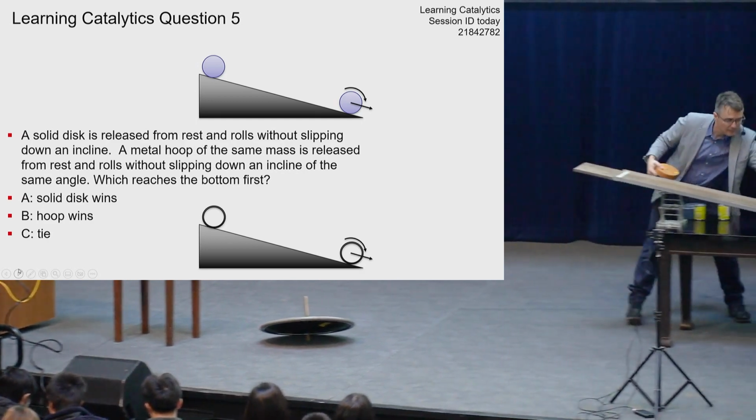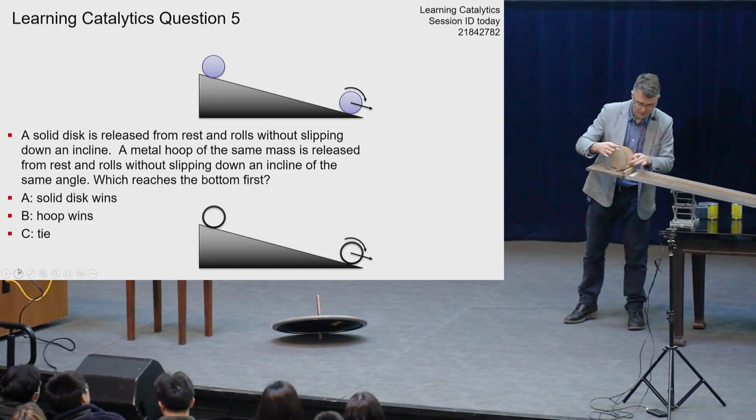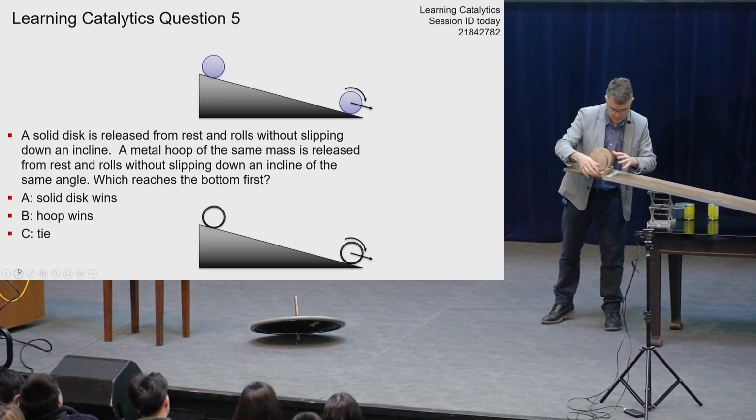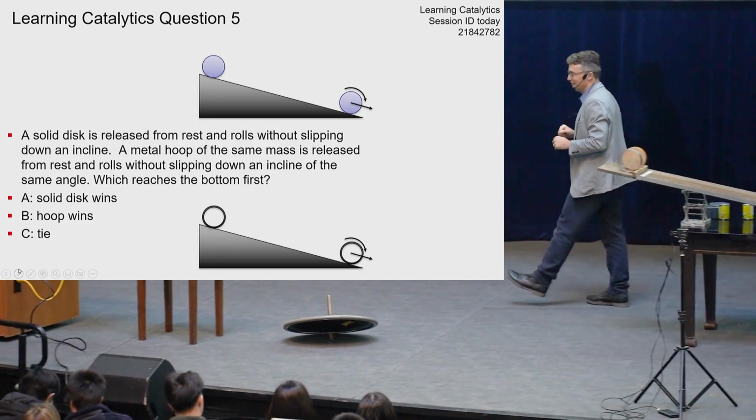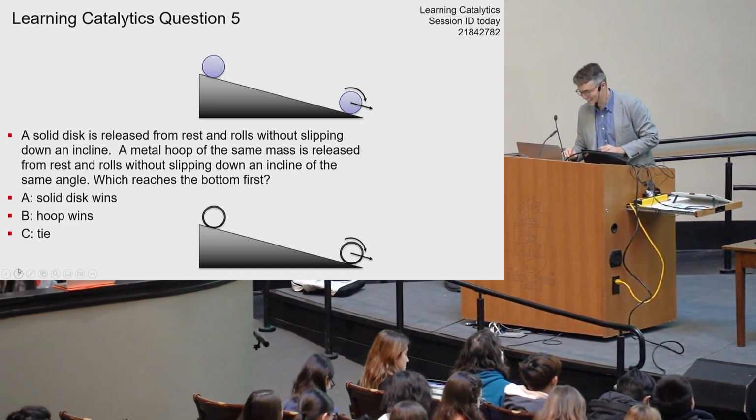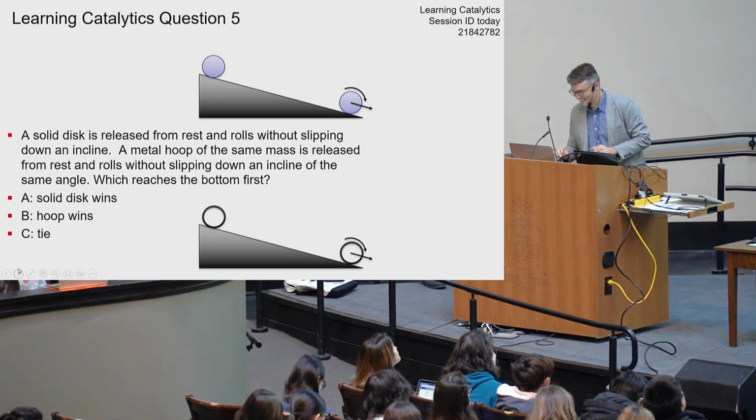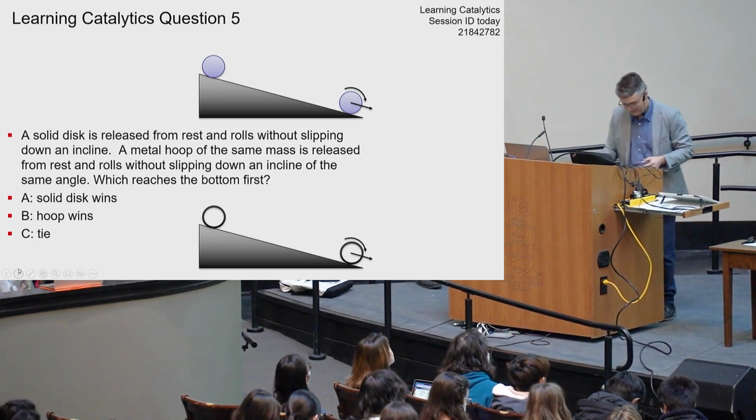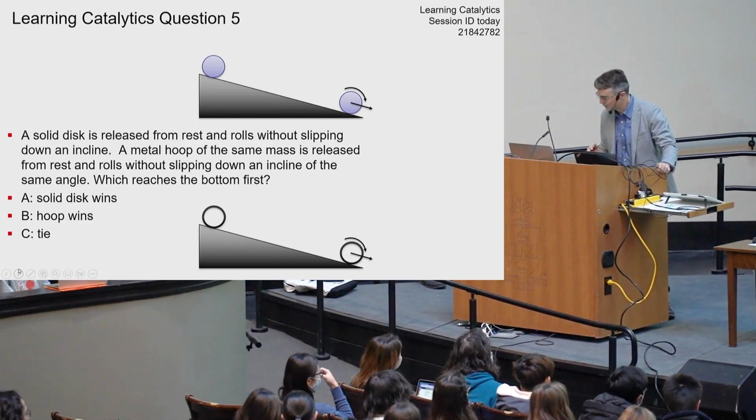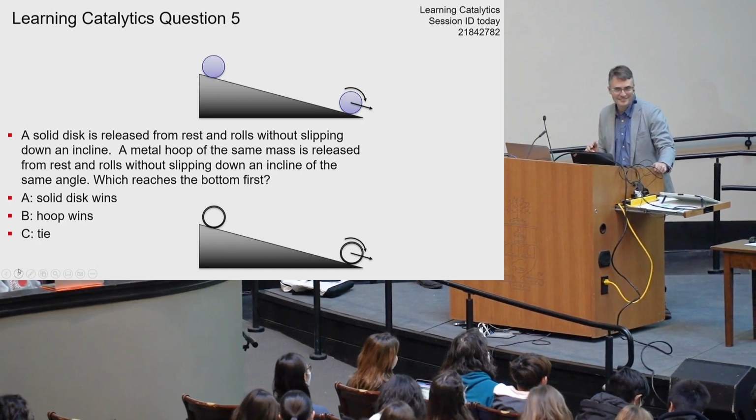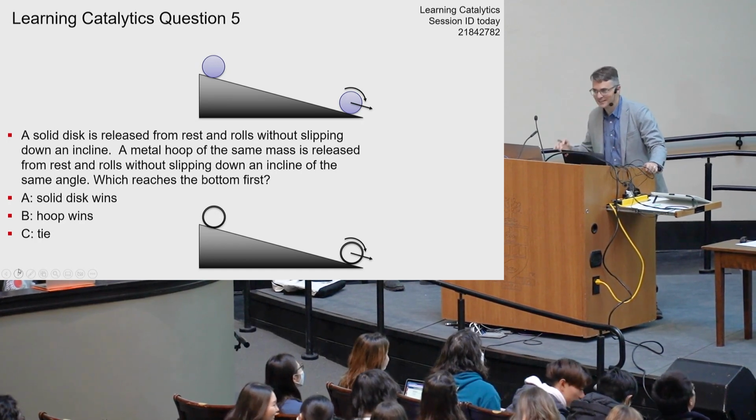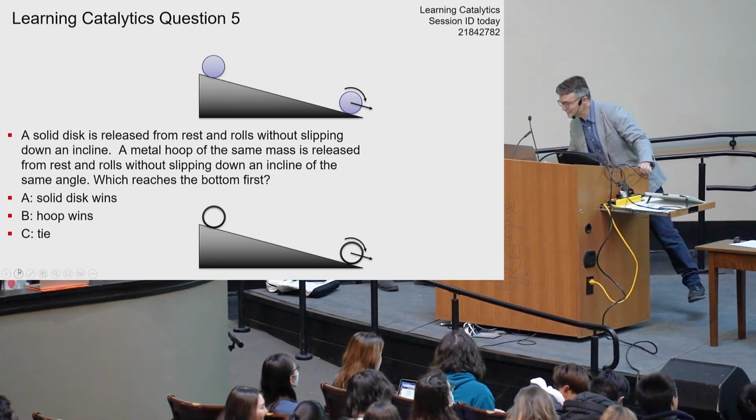We'll start them at the same position, and I'll just pull this away really quickly. First of all, I want them to make a prediction first. I'll just write down the percentages, because if I show it, then you'll know which one I colored green. Hoop or disk, people. Make a prediction, going once, going twice.